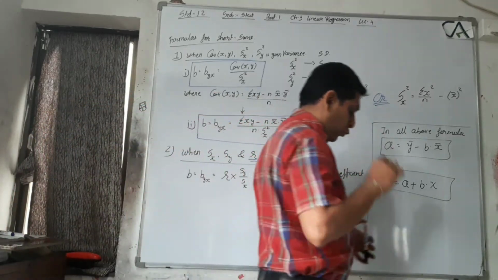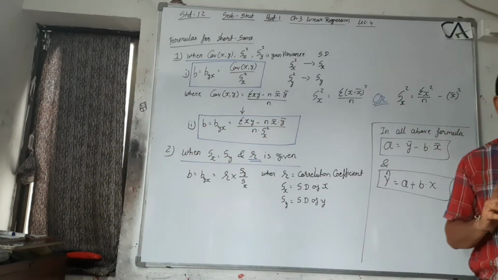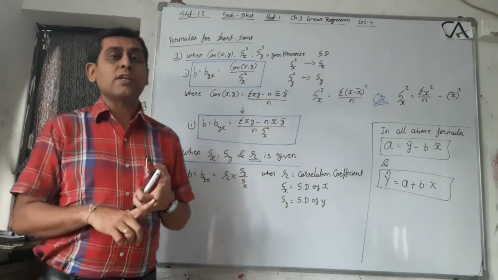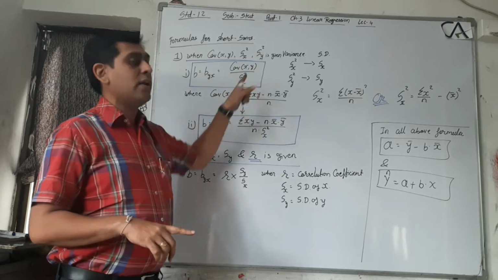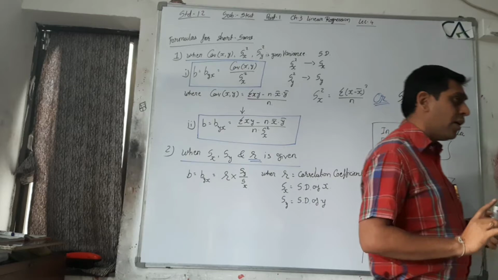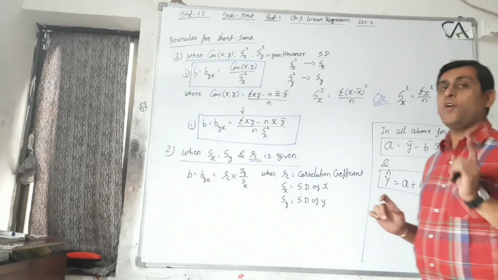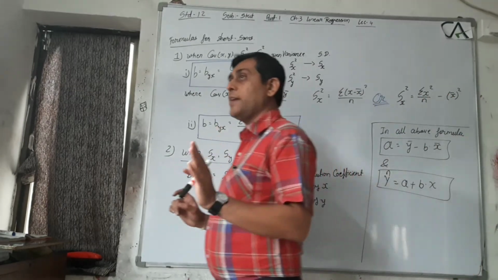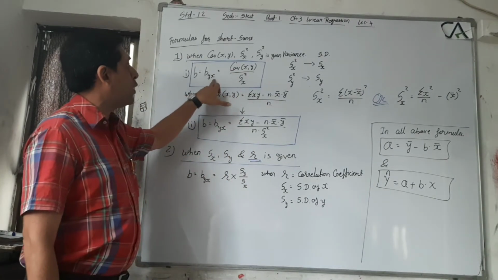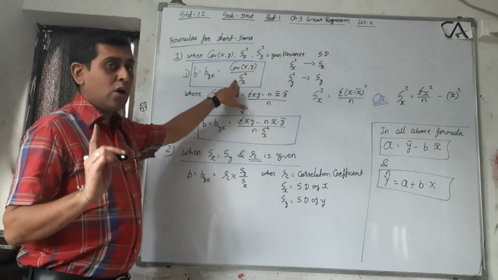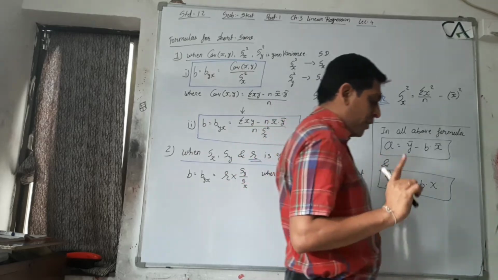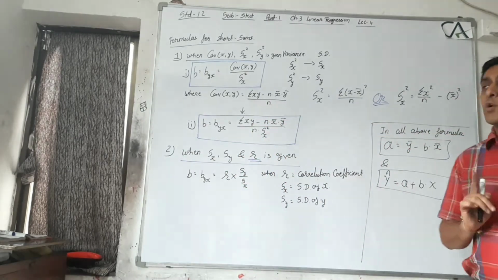See, in chapter number 2, what is the formula for the correlation coefficient? r is equal to covariance of xy upon sx into sy. But here it is not correlation, here it is the regression line, and we have to find out b y on x. That's why byx is equal to covariance of xy upon only sx square, not sy square. If sy square is given in the question, we have to ignore it.